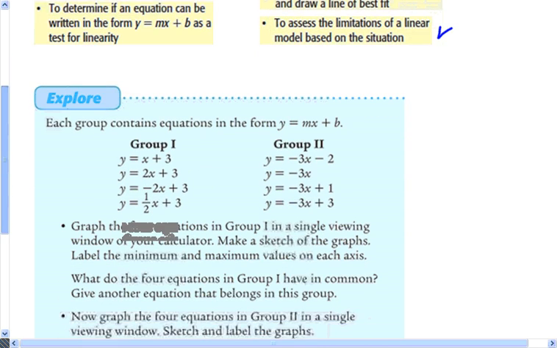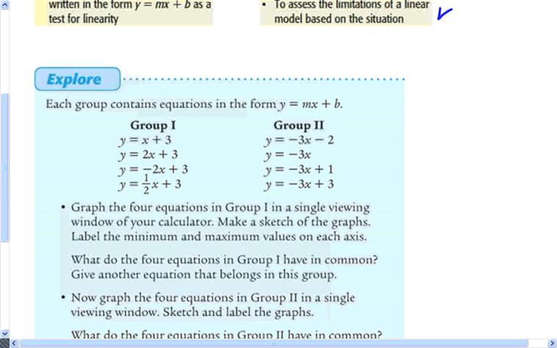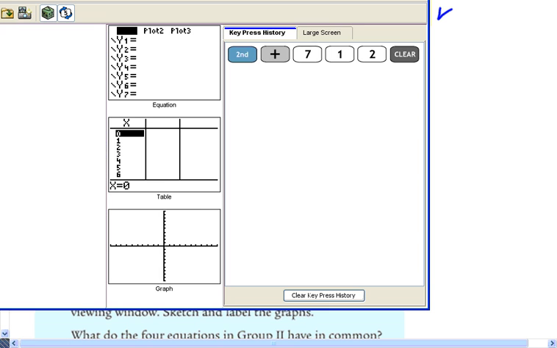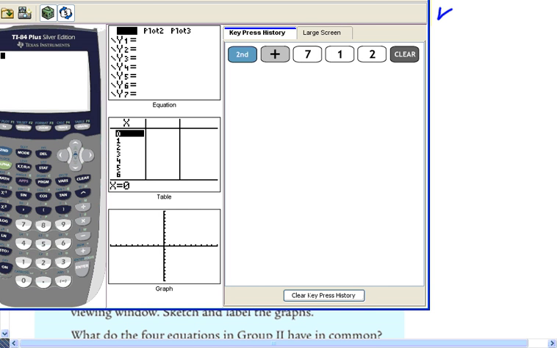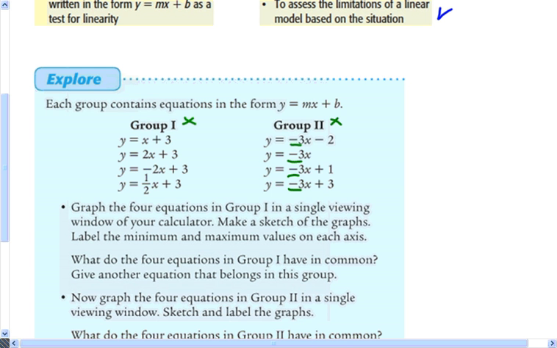Let's start by checking out some groups of equations and see if we can discover something about them. In this group 1, right here, you'll notice that they all have plus 3 at the end. In other words, they all have the same constant term. In group 2, you will notice that they all have the same coefficient, negative 3 in every one. So let's graph those as sets and see what happens. So we're going to use our graphing calculator. And we are going to graph. I'm going to put this over here so I can see this.